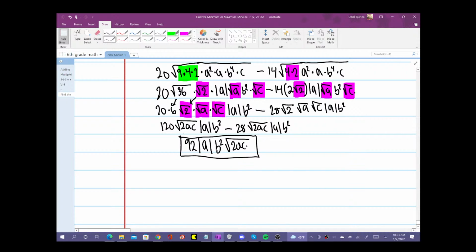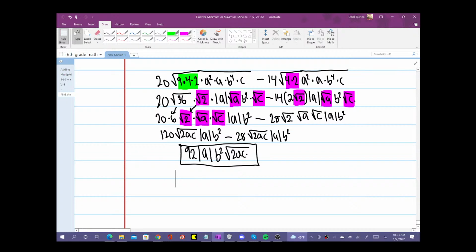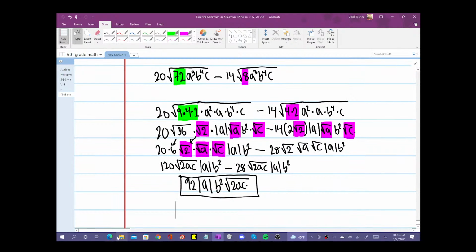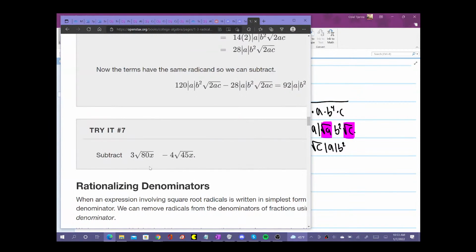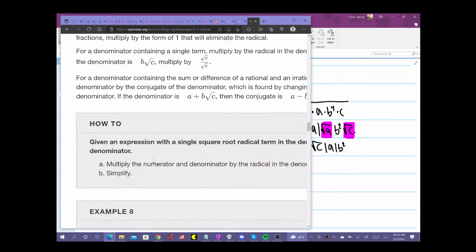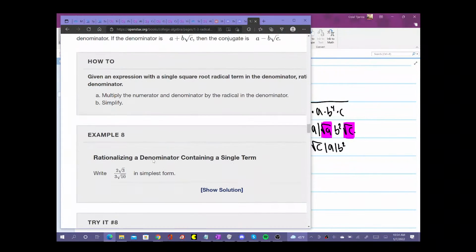This one was a very tricky one, guys. And give me a second while I get some water. Okay, so this one was a very tricky one. So we're gonna move on to the next one. We're gonna move on to rationalizing denominators because that one took a really long time.